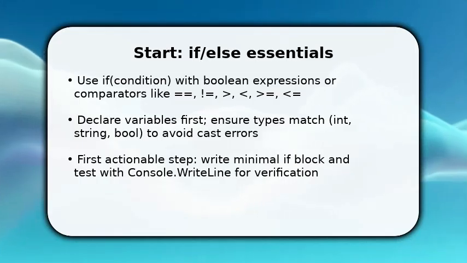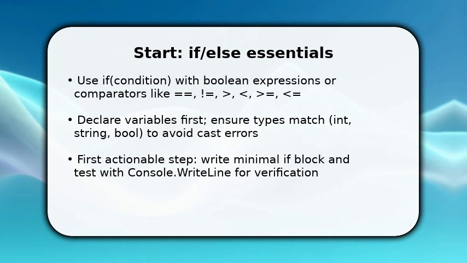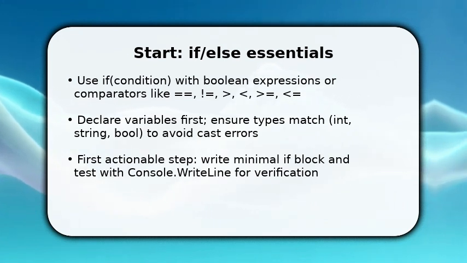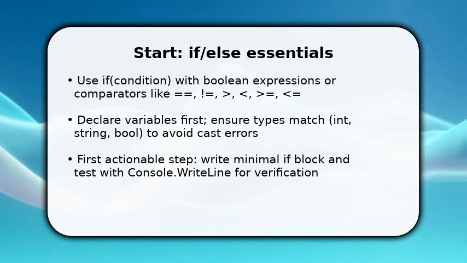You begin by writing a clear condition. If score greater or equals 60, why? Because conditions evaluate to true or false and drive flow. Once declared, run a quick test with Console.WriteLine to confirm branches execute.